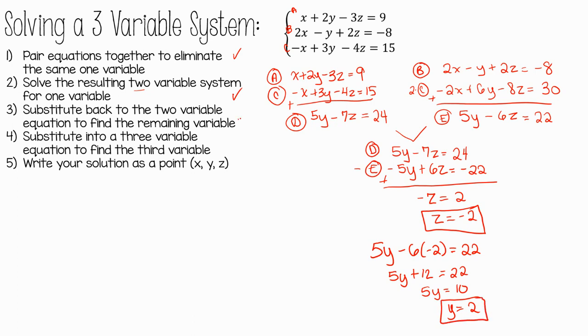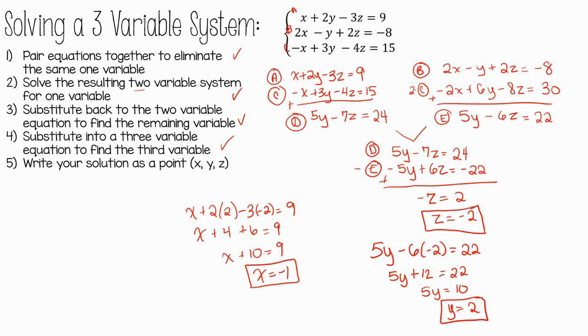Again, we're still not done. I have two variables, now I need a third variable. Again, it does not matter which equation you pick. So I'm going to choose my A equation. I have x plus 2 times 2 minus 3 times negative 2, because I'm plugging that in, equals 9. So I get x plus 4 plus 6 equals 9. x plus 10 equals 9. So x equals -1.